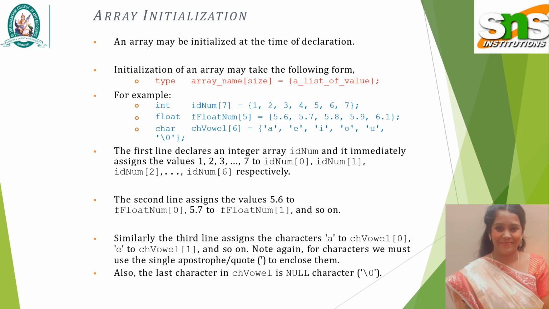Partial initialization is where the first values are similar, but after that it changes. For example, in the second example, float num, we have 5, 6. The next will be 5, but instead of 6 it will be 7. The next again will be 5, but instead of 7 it will be 8. So the second value alone changes again and again. This is called partial initialization.